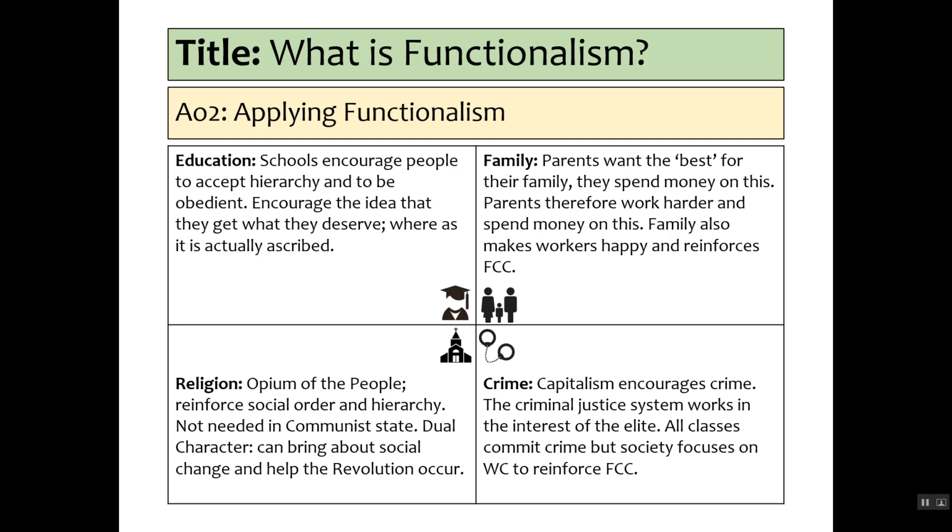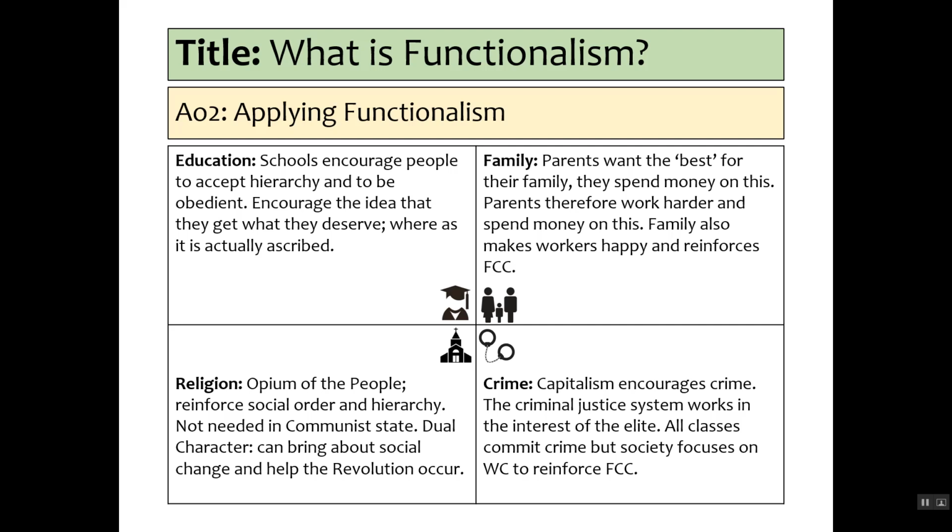It crops up in religion. Now, Karl Marx originally says it's the opium of the people. This is often misinterpreted to mean that he sees it as purely negative. He doesn't. He sees it as a way of nurturing the working class. He sees it not as needed in a communist state, though, and it's developed later with the ideas of Ernst Bloch, who argues the dual character of religion. They argue that it can bring about social change and help a revolution occur, so that religion isn't just this stumbling block, this ideological apparatus, but can actually help revolution occur.